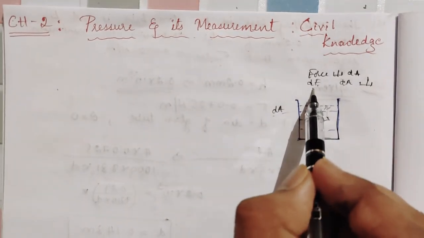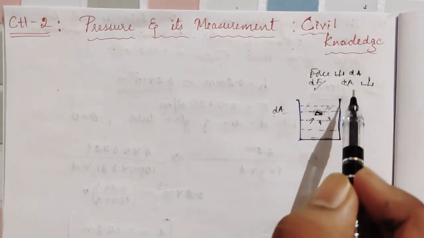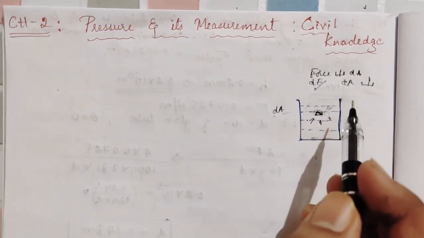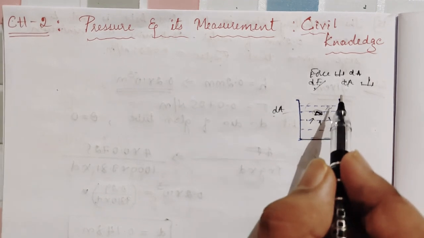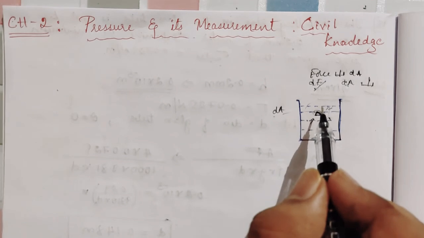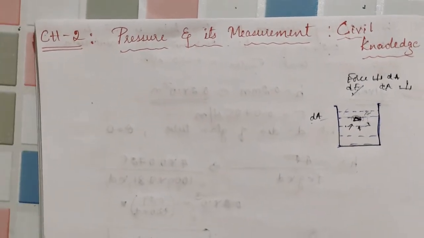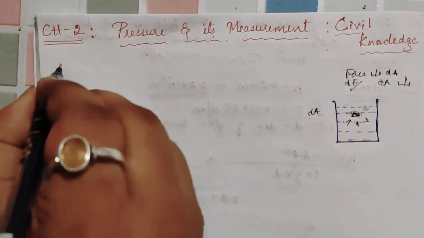Then the ratio of this dF by dA, force by area. What is that? Force by area is nothing but, the simple definition, pressure. But with regard to fluid, it is fluid pressure. That's it. So I'll write the statements now.